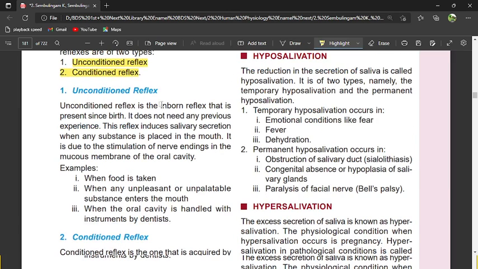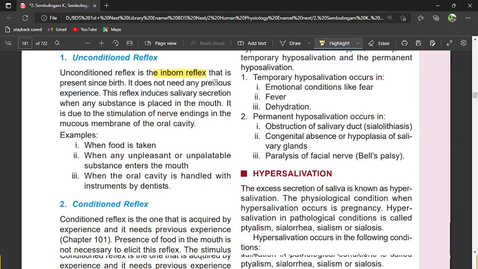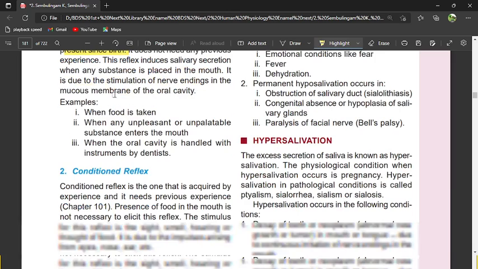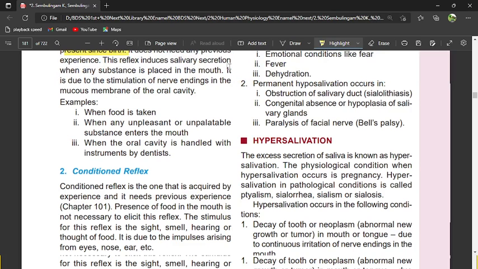So let us see what unconditional reflex is. Unconditional reflex is an inborn reflex. It is the reflex of when a child is born, present since birth. Okay, from the time the baby is born, it does not need any previous experience. This reflex induces salivary secretion, right? When any substance is placed in the mouth.